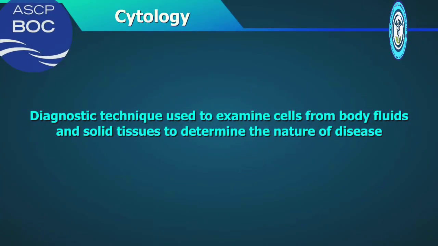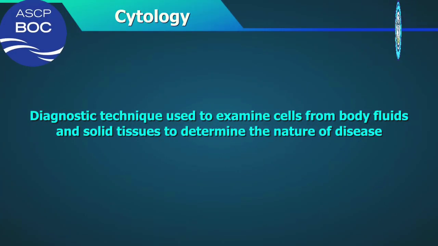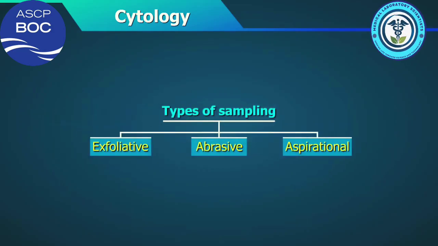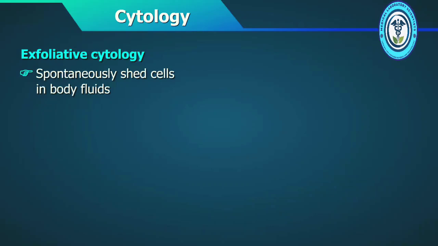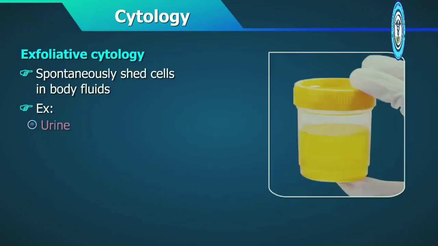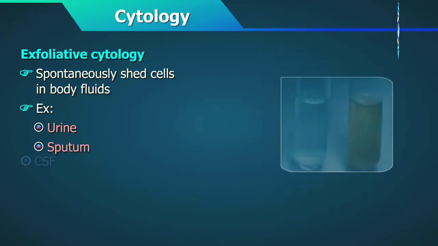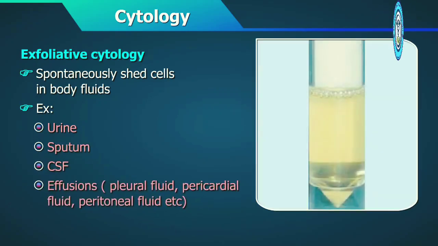Cytology is a diagnostic technique used to examine cells from various body fluids and solid tissues to determine the nature of disease. It includes three types of sampling. 1. Exfoliative cytology. Spontaneously shed cells in body fluids. For example, urine, sputum, CSF, and effusions, such as pleural, pericardial, or peritoneal effusions.